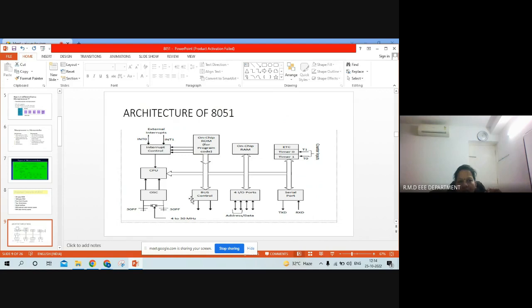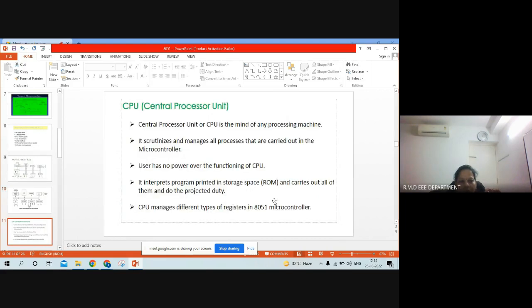These are all the various blocks present in the architecture of 8051. Let me explain each and everything in detail now. First, coming to the CPU, we all know that the CPU, the central processing unit, is the brain of any system. It will manage and scrutinize all the processes carried out in the microcontroller, and it interprets the programs stored in the ROM and carries them out as required.